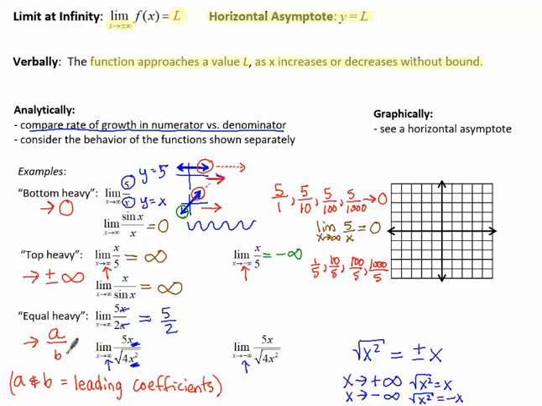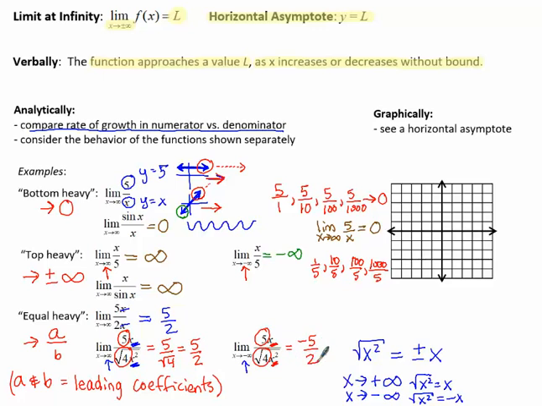So therefore, we're going to use the leading coefficients. 5 is the leading coefficient of the numerator. Square root of 4 is the leading coefficient of the denominator. And 5 divided by the square root of 4 can be written as 5 over 2. Similarly, leading coefficients because of the equal rate of growth, 5 in the numerator, square root of 4 in the denominator. However, because this one's going to negative infinity, we're going to switch this sign right here. So negative 5 over 2.